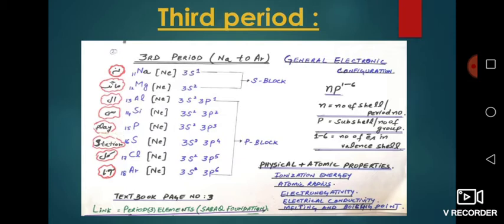So 3 shows the number of shells or period number, s shows the group, and 1 shows the number of valence electrons. It means sodium is present in the third period and in group 1A, so it is an alkali metal. In the same way, magnesium belongs to group 2A and the third period. So the first 2 elements of the third period, sodium and magnesium, belong to the S block, while the remaining 6 elements belong to the P block.